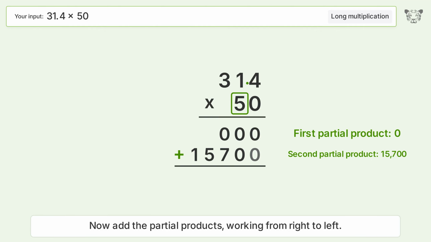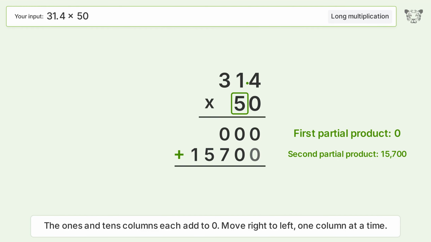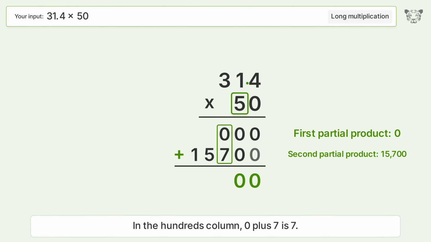Now add the partial products, working from right to left. The ones and tens columns each add to 0. Move right to left, 1 column at a time. In the hundreds column, 0 plus 7 is 7. In the thousands column, bring down 5. In the 10,000s column, bring down 1. The product of the whole numbers is 15,700.